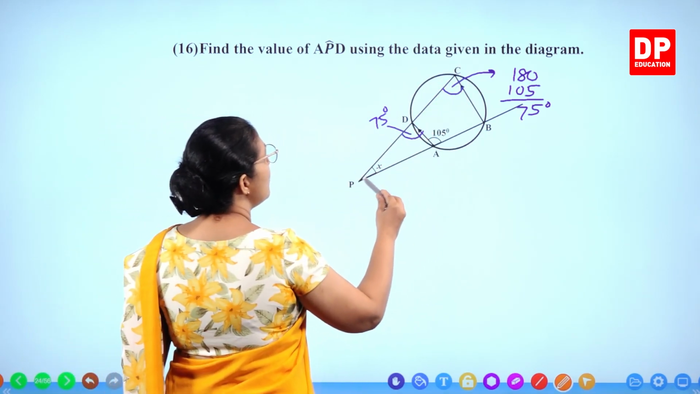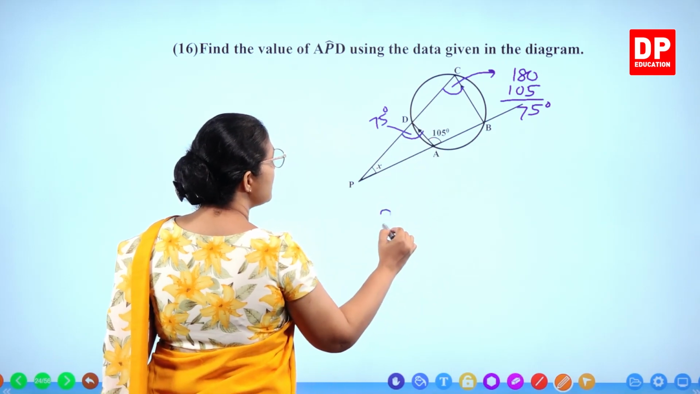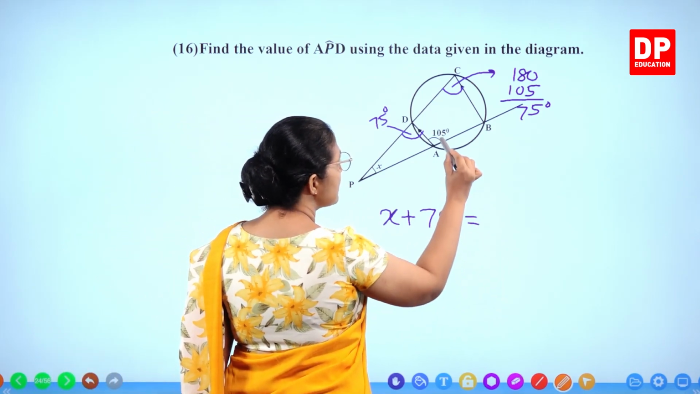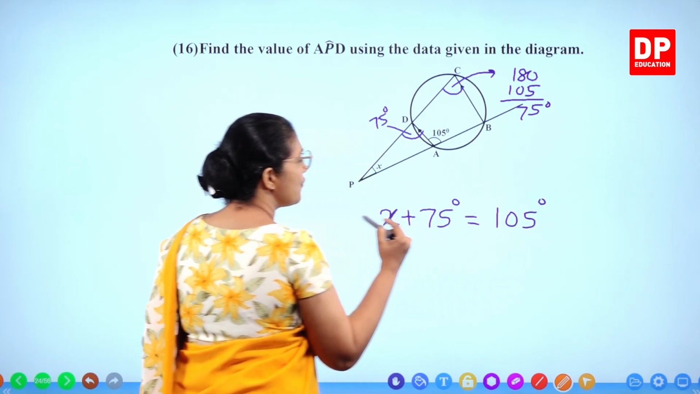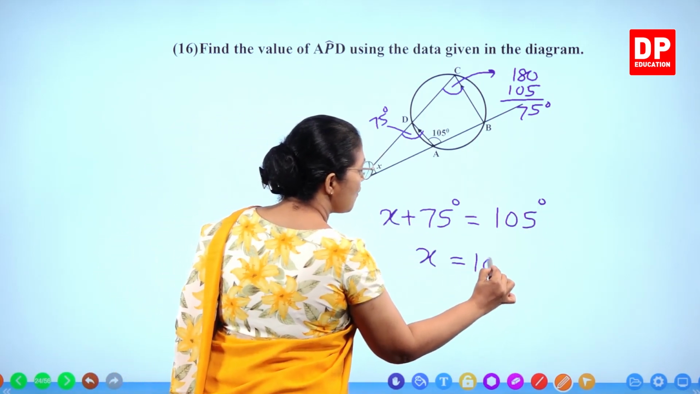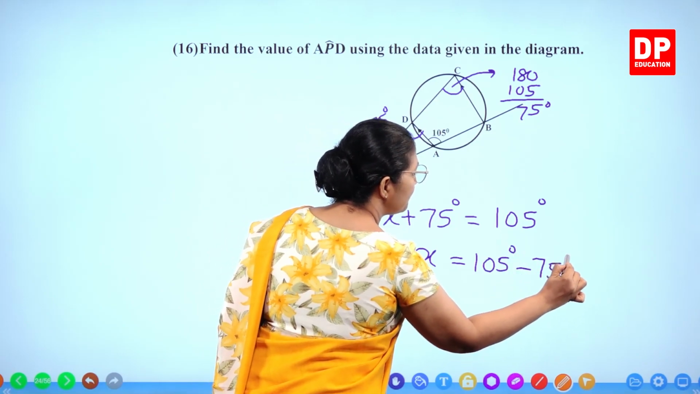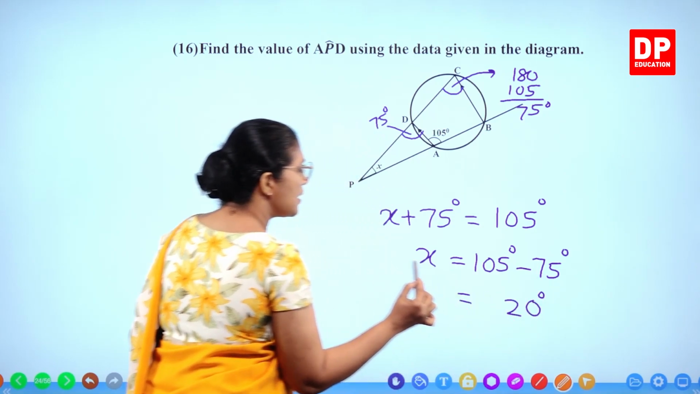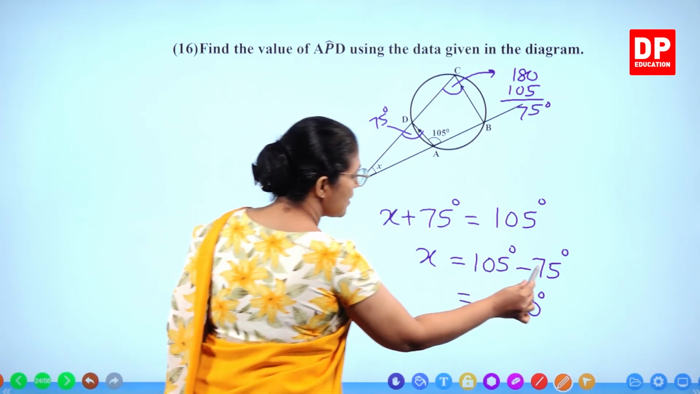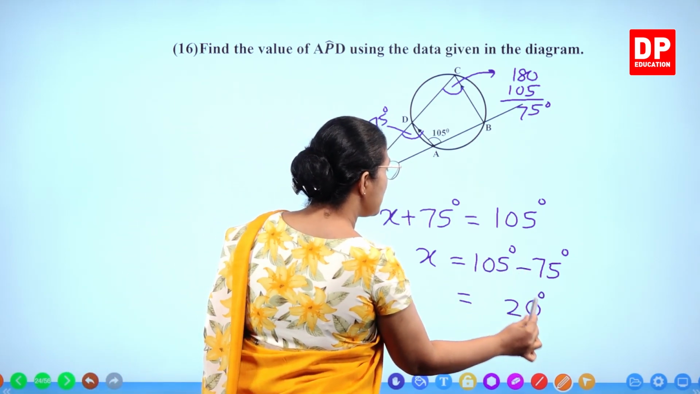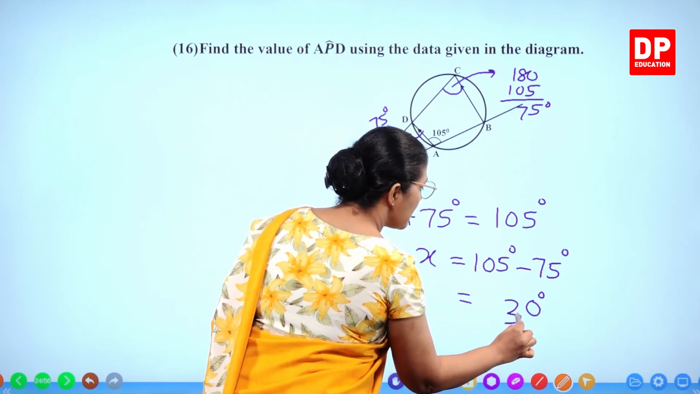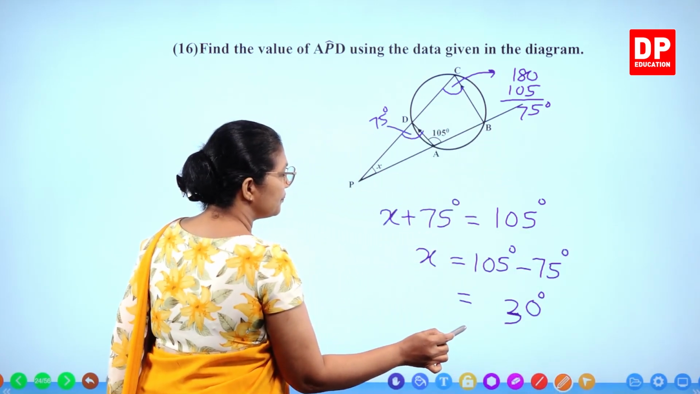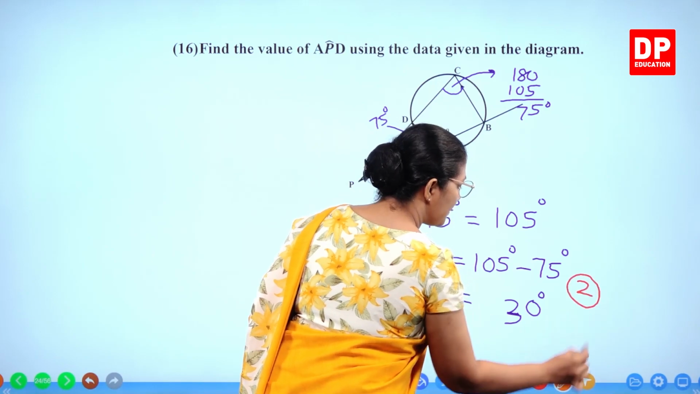Now you can look at this triangle, X and 75. Those are the sum of opposite angles, which is equal to the exterior angle 105. So, what is X? X is 105 minus 75. You get 30 degrees. When you subtract 5 and 5, 0. So, 30 degrees is the X value. Two marks for that.